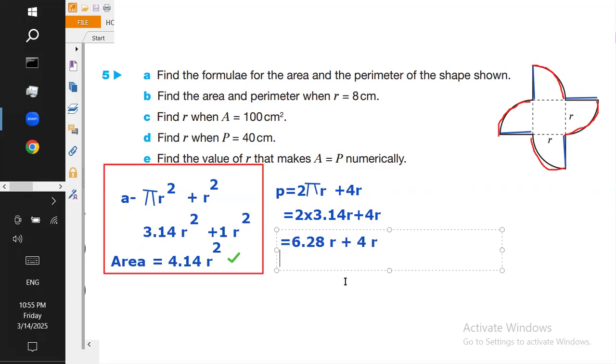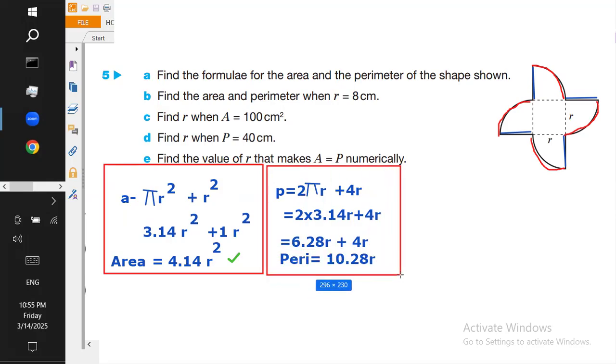Okay? And for the last simplifying, the perimeter will equal 6.28r plus 4r will equal what? Very good. I'm going to add the 6.28 with the 4. So it's going to be, good job, 10.28r. And this is the formula of the perimeter of the whole shape. And this is how you find the formula of the perimeter of the whole shape. Good. Now we have the formula of the area and the formula of the perimeter of the whole shape.